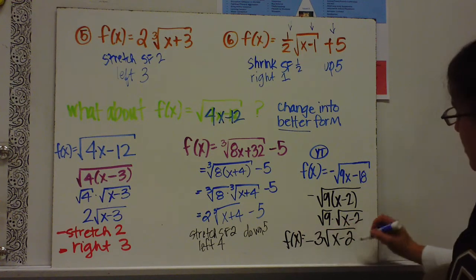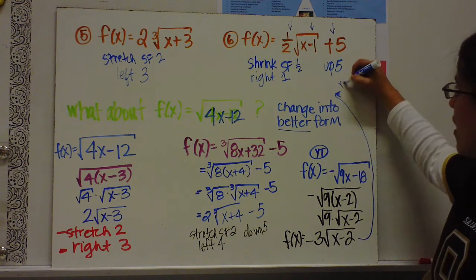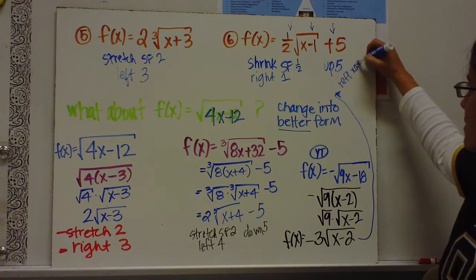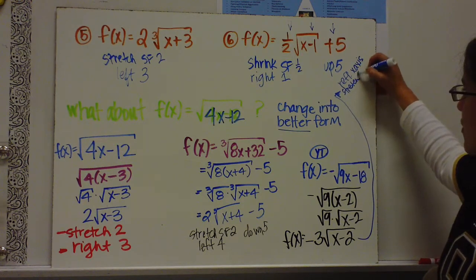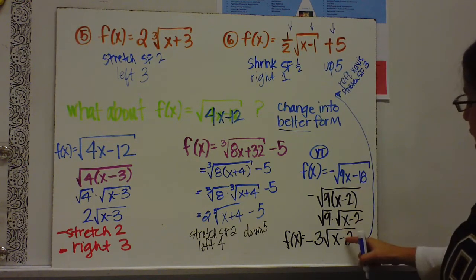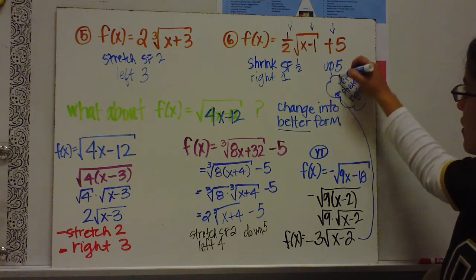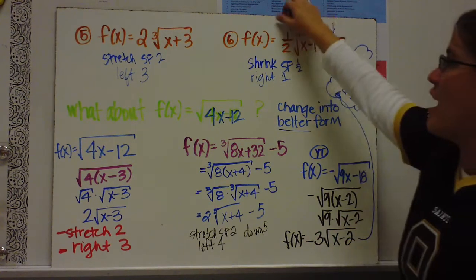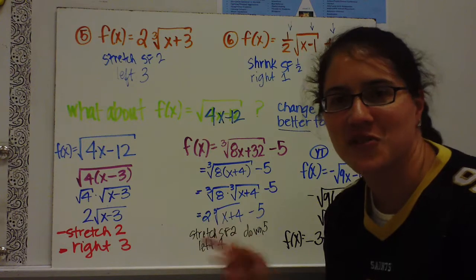I'm running out of room. All right, go here. A reflection over, because it's on the outside, reflection over the x-axis. I have a stretch with a scale factor of 3, and then I'm going to go right 2 units. Okay? And I know this was a lot, but we will practice more with cube roots and square roots in class.